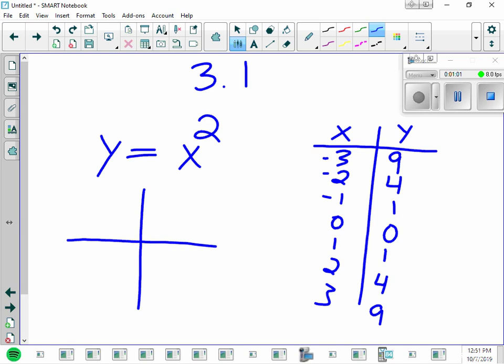To graph that, well, this isn't what you're going to do. I'm trying to teach you how the graph is built so that when we change it, you'll be able to graph it without making a table. Because a table is kind of a pain. We don't want to be doing that every time. So the graph looks like this.